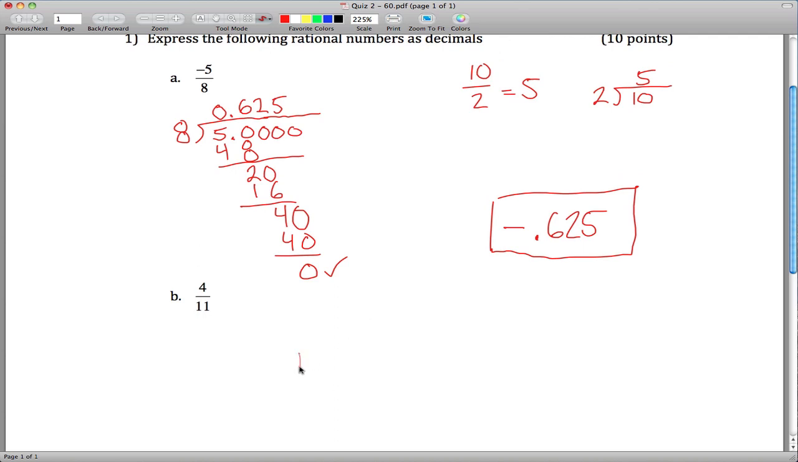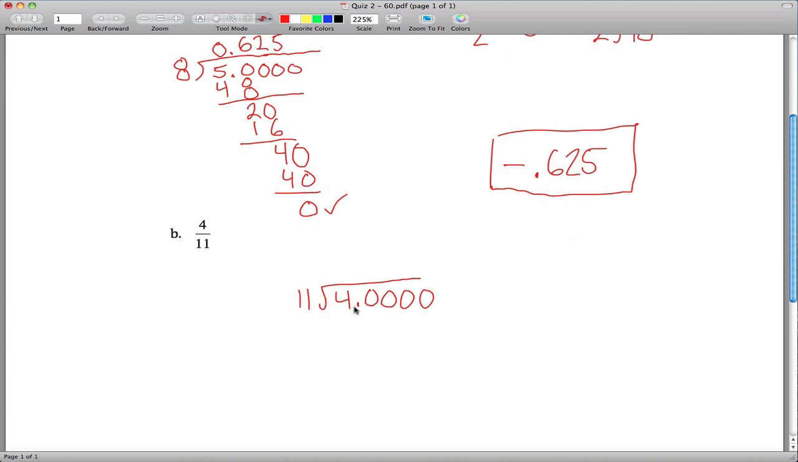And then in part B, it's kind of similar. Let's see, we take the number on the bottom and divide that. Maybe 4 point, give ourselves some zeros in case we need them. See, 11 doesn't go into 4, but 11 does go into 40 3 times. 3 times 11 is 33. 40 minus 33 is 7. Bring down a 0. 11 goes into 70 6 times. 6 times 11 is 66. Same thing, subtract, bring down a 0.